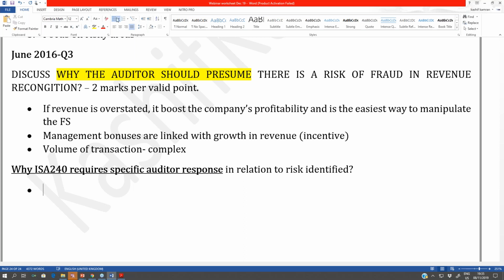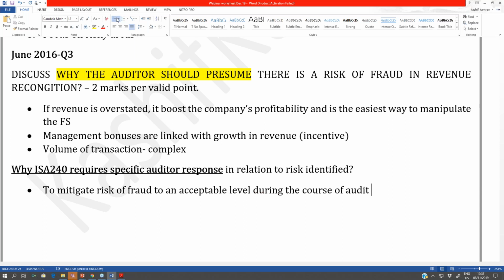Because to mitigate risk of fraud to an acceptable level during the course of the audit. So why ISA 240 requires specific auditor responses in relation to risk? So that the risk of fraud can be mitigated by the auditor during the course of the audit. Is everyone understanding the first why? To mitigate the risk of fraud to an acceptable level. That is the first reason why ISA 240 requires specific responses.